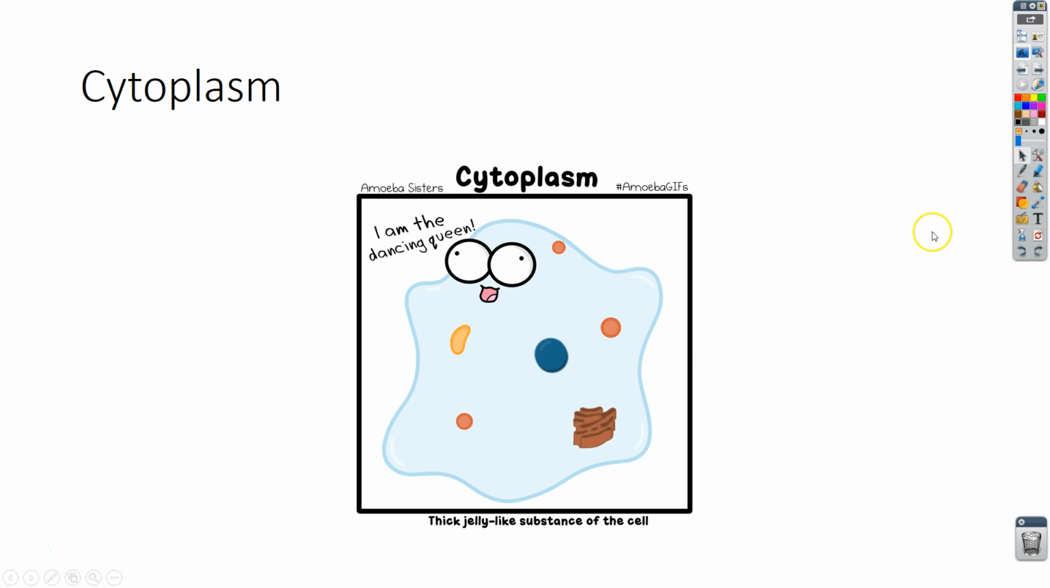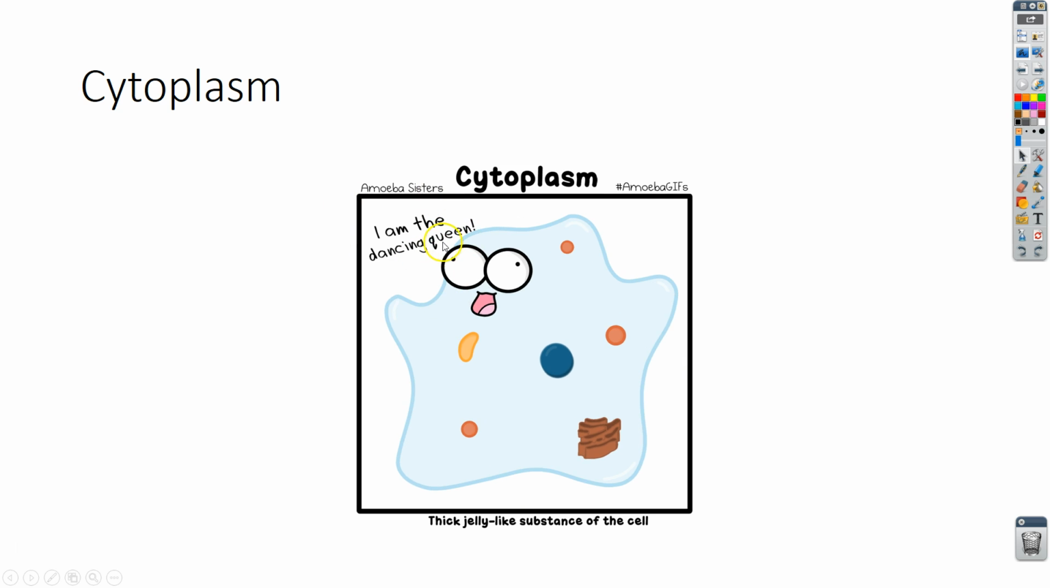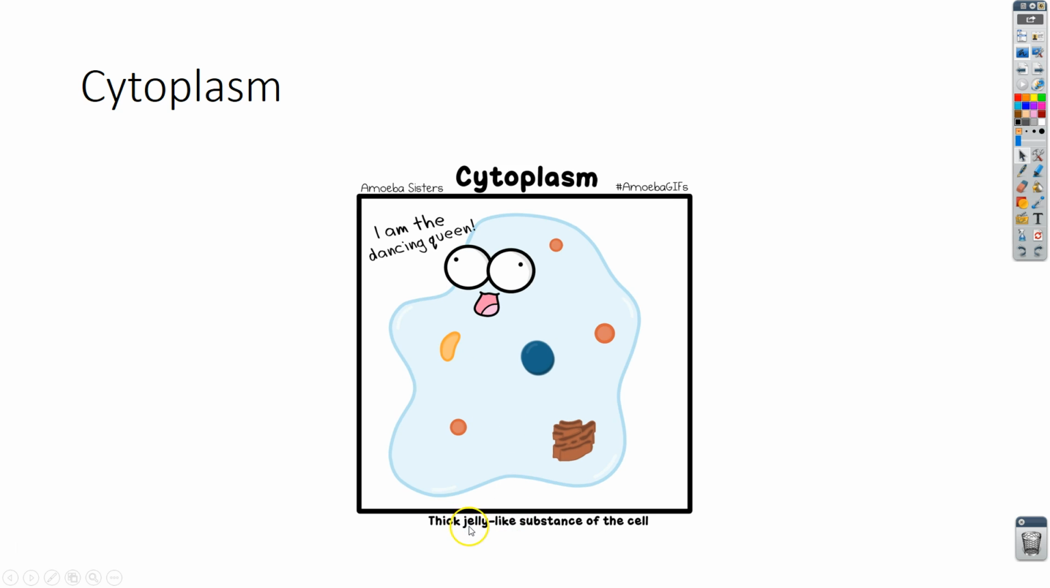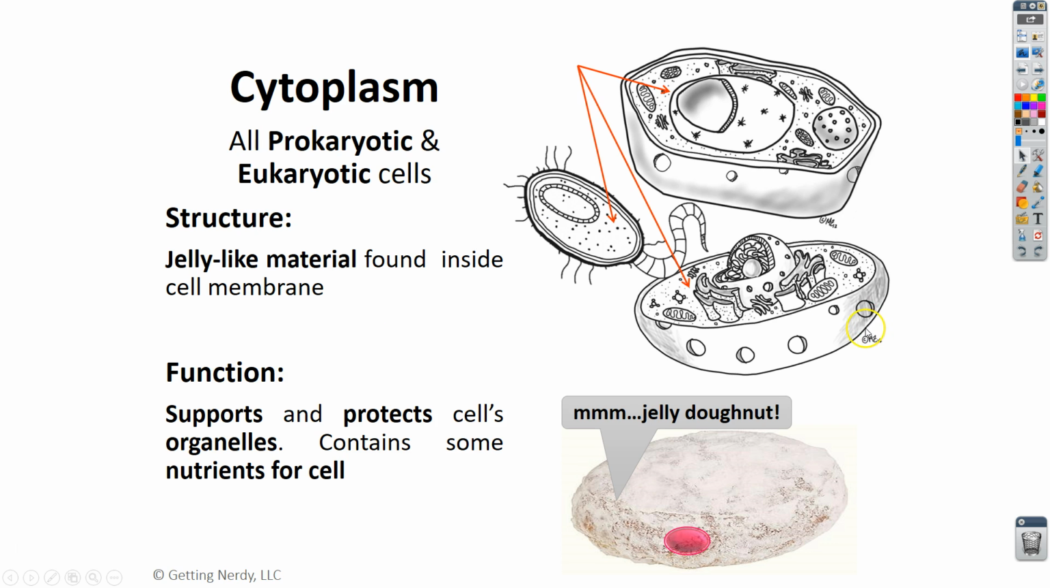Let's take a look at our next one. This is cytoplasm. This came from the Amoeba Sisters, and this says, I am the dancing queen. So why is it that this cell is dancing? It's because it has this thick jelly-like substance on the inside that we call cytoplasm. Cytoplasm is found in all prokaryotic and eukaryotic cells. It's a jelly-like material found inside of the cell membrane. So no matter whether it is a prokaryotic cell like this bacteria, or a eukaryotic cell like the plant cell or the animal cell, they all have cytoplasm.